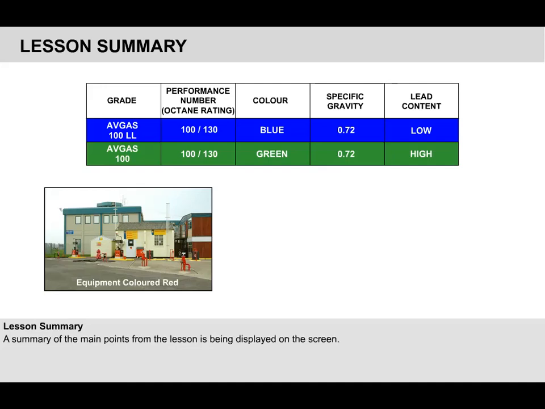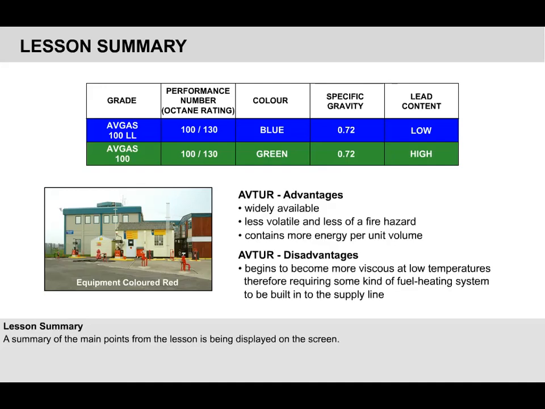Being displayed on the screen is a table listing the properties of the two grades of avgas that are authorized and available. And here is a list of the advantages and disadvantages of avtur, which may be used in aerodiesel engines.